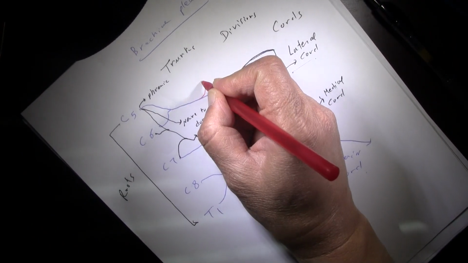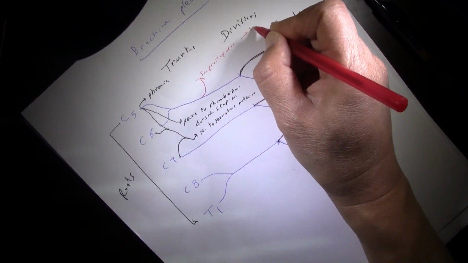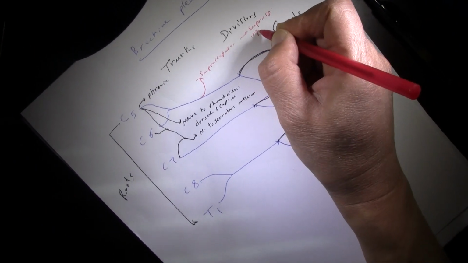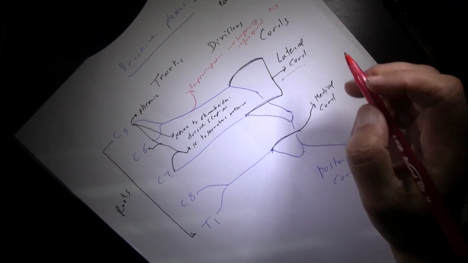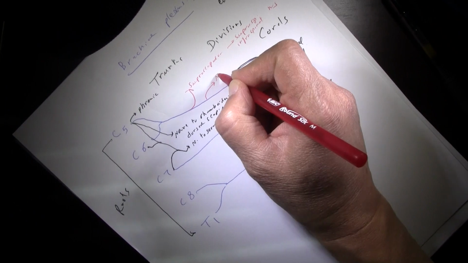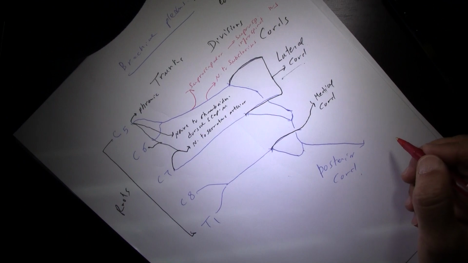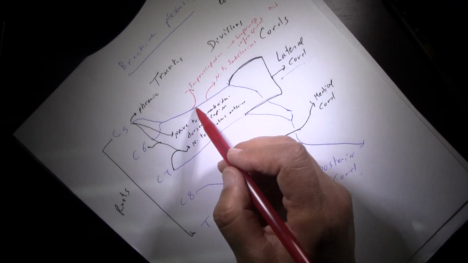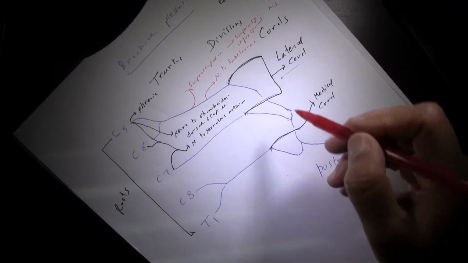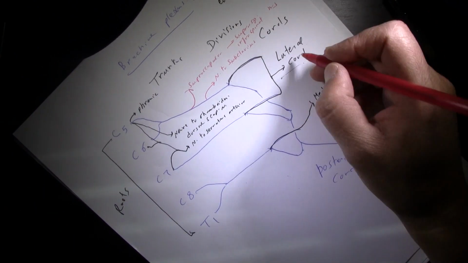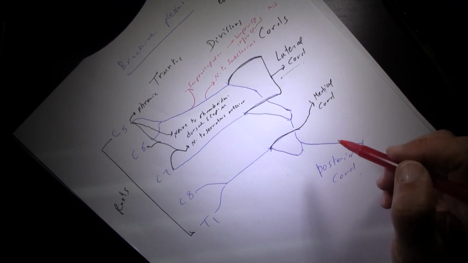Then from the trunks, only the upper trunk gives branches. It gives 2 branches. One is called suprascapular, which supplies 2 muscles, supraspinatus and infraspinatus. Then there is another, the nerve to subclavius. So the upper trunk is the only trunk which gives branches. Middle and lower don't give branches. Then cords give branches. The lateral cord gives 3 branches. The medial cord and the posterior cord, each one, give 5 branches.